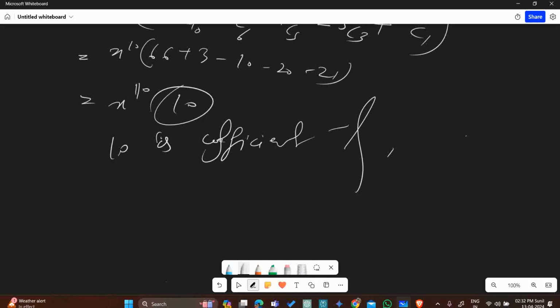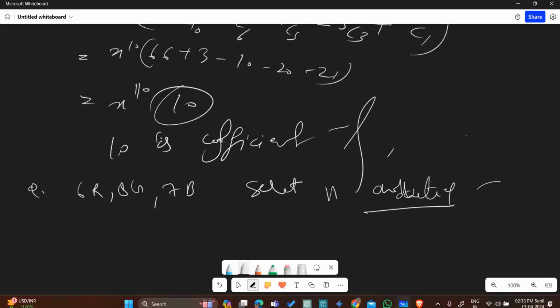Next question here is, we have 6 red, 8 green and 7 blue balls or chocolates. Select 11 chocolates. Right? So now we can do this with a little bit faster tricks.